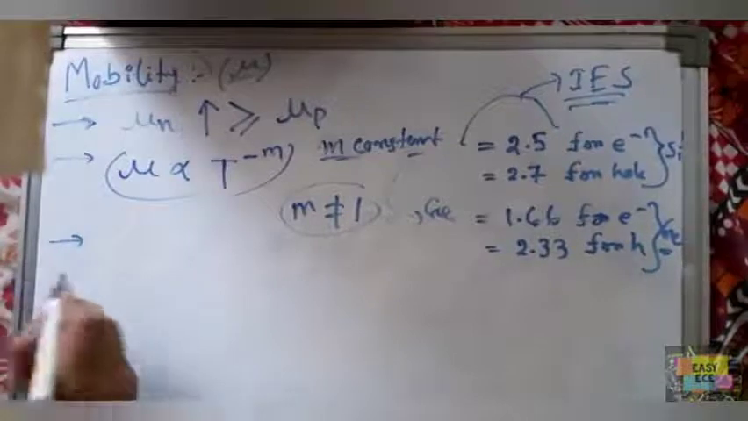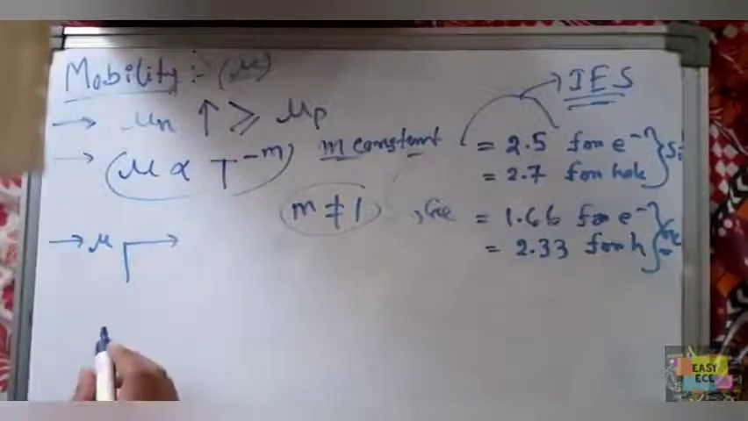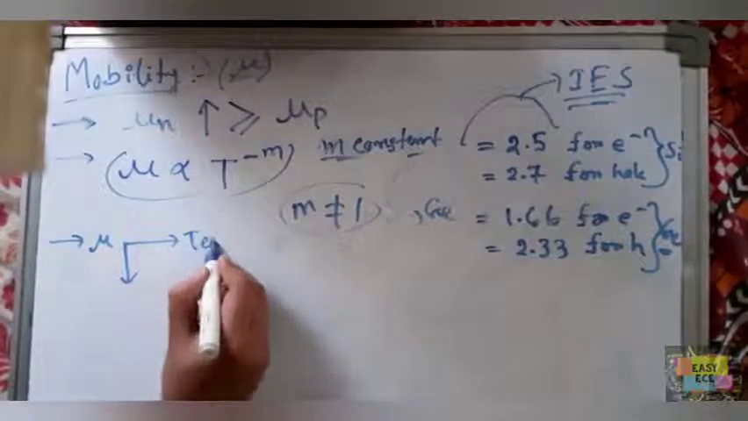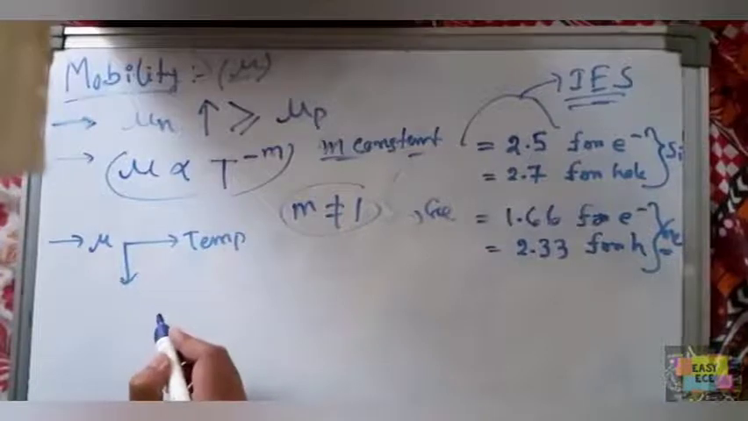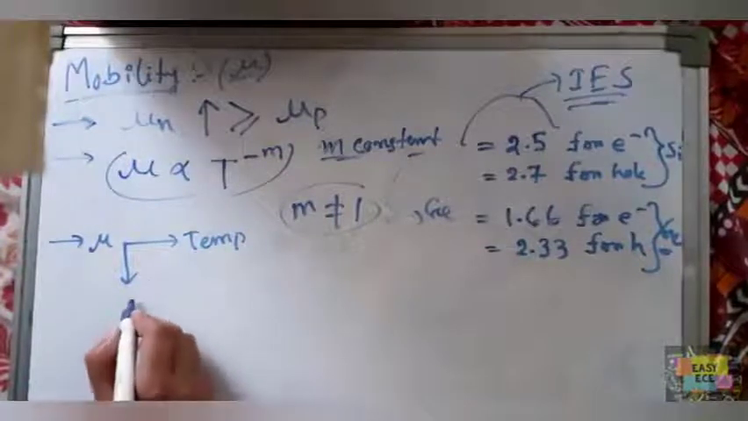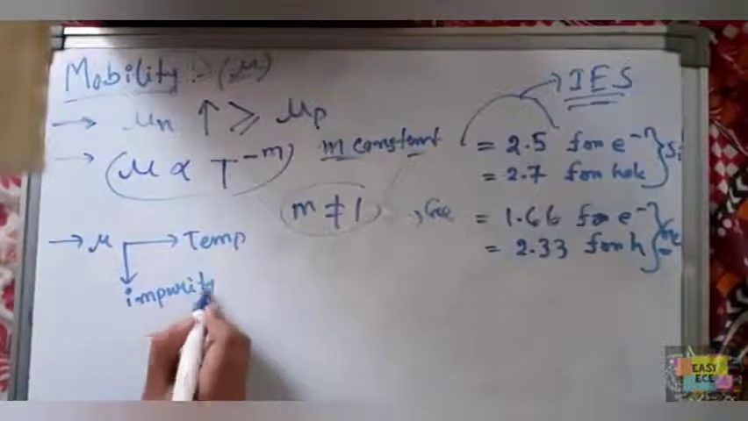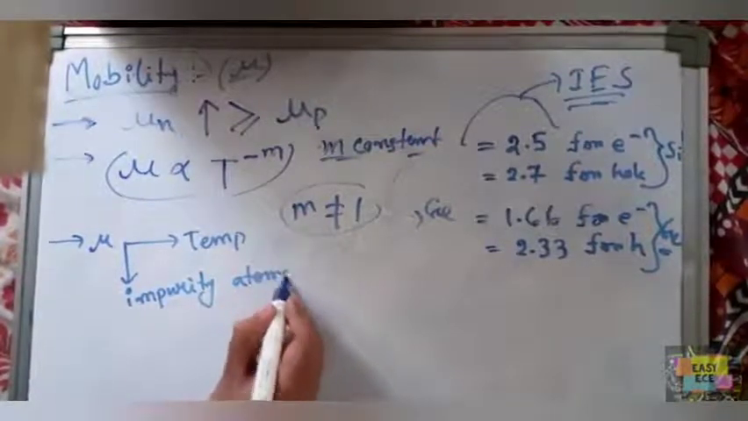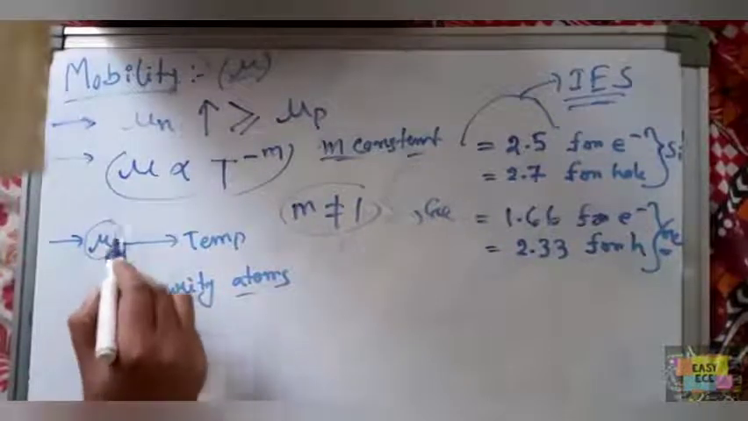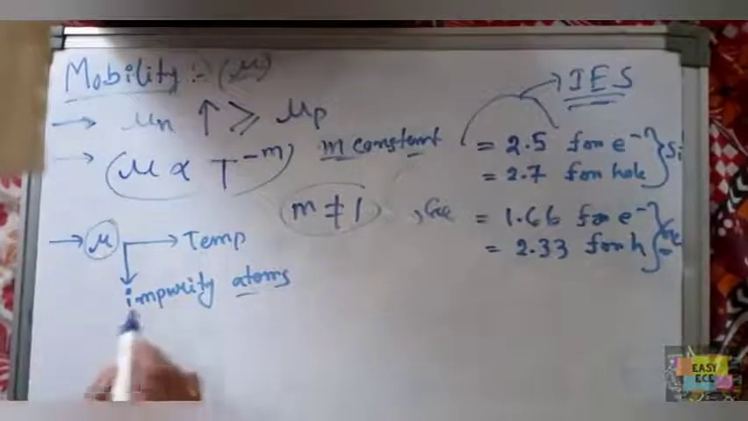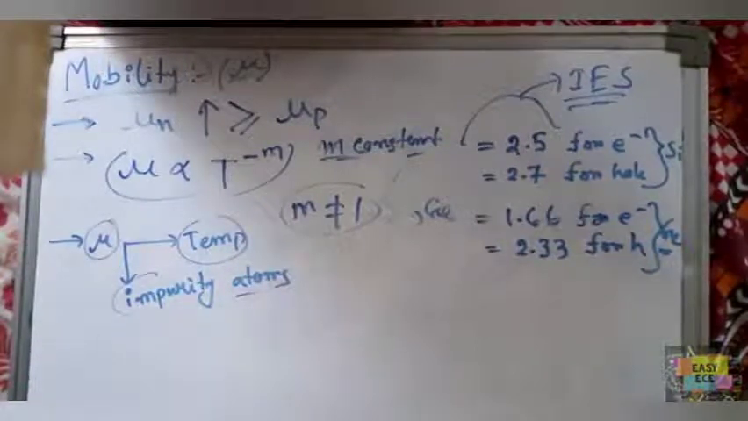Now the third point is that the mobility of a charge carrier depends on two things. One is temperature, and another one is impurity atoms. So the mobility of the charge carrier is a function of two factors: temperature and impurity atoms.